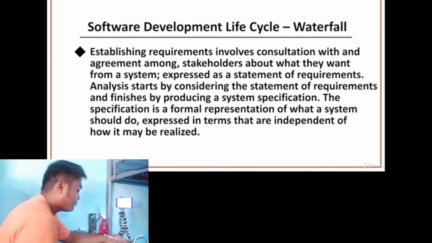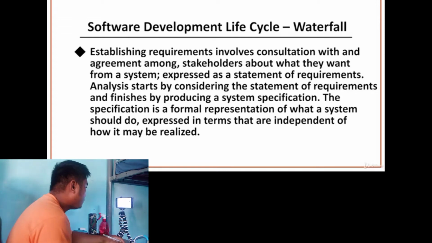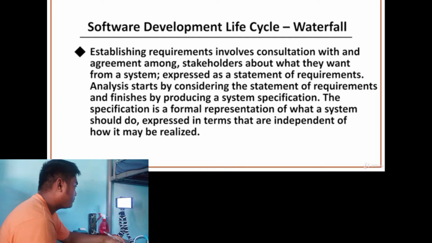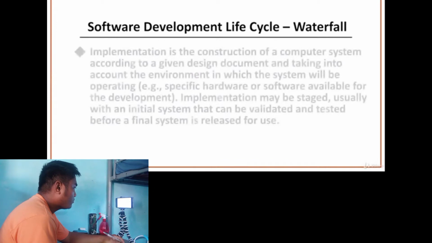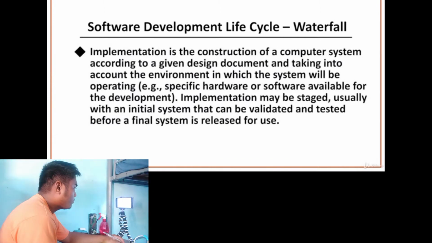The specification is a formal representation of what a system should do, expressed in terms that are independent of how it may be realized. Design begins with a system specification, produces design documents, and provides a detailed description of how a system should be constructed. Implementation is the construction of a computer system according to a given design document, and taking into account the environment in which the system will be operating, for example, specific hardware or software available for the development.